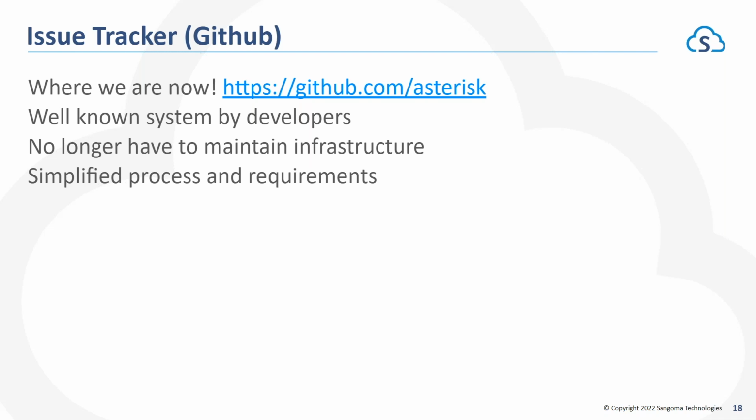So you can find us on github.com/asterisk. It's a well-known system by developers. It has well-known pull request methods, issue tracking. And the nice thing is we no longer have to maintain that infrastructure. And through doing so, we also simplified our process and our requirements.